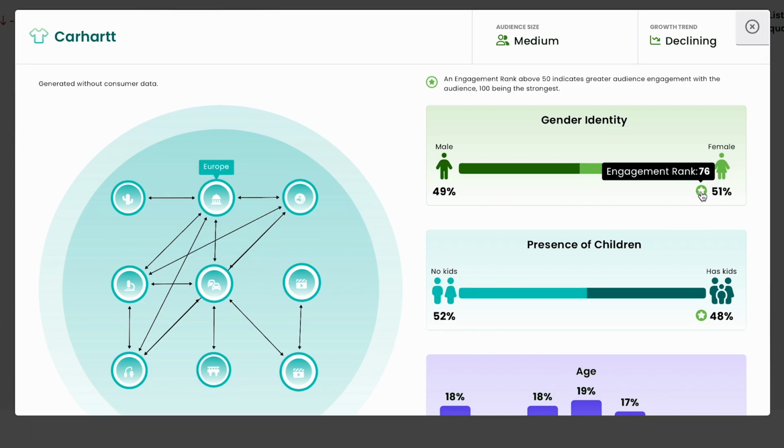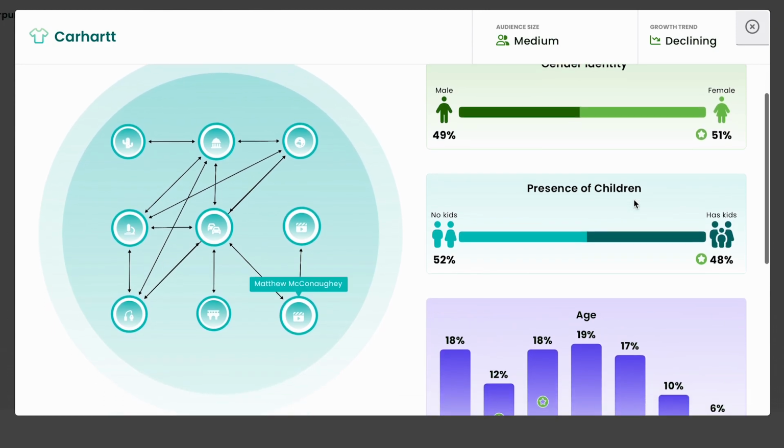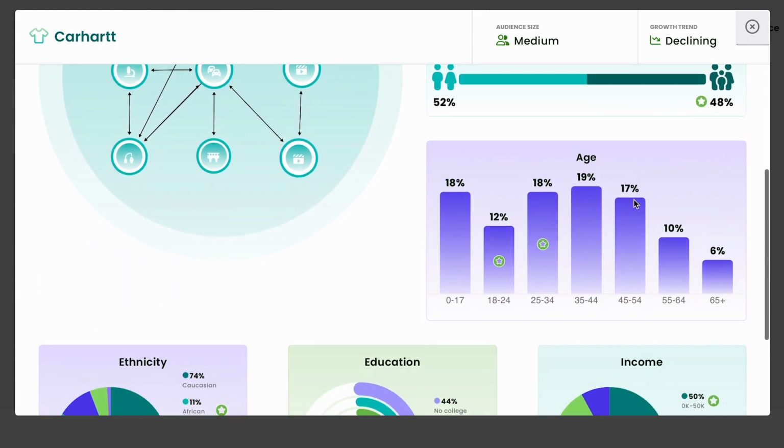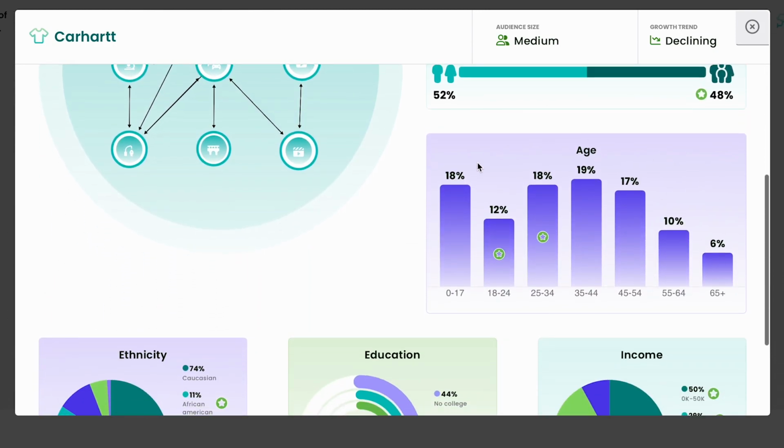But note the star here. What the star is telling you is engagement scale, with females at a score of 76, where 100 is the highest relative engagement. This means that the audience of females is a strong candidate for Carhartt retail products, as they are very engaged online with this brand and their products. This doesn't mean that males aren't, but since there is no star, it means that the engagement rank is below 50. This same engagement scale applies to all the demographic categories in this view.